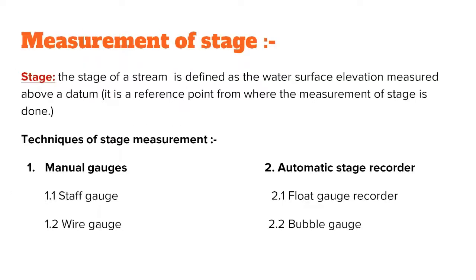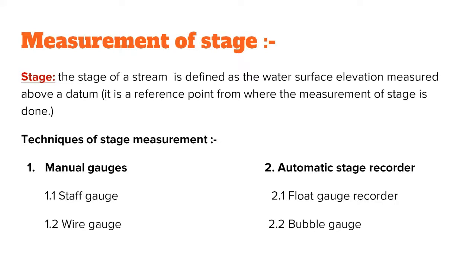So now, how do we calculate the stages? What is a stage? The stage of a stream is defined as the water surface elevation measured above a datum. Here datum is basically a reference point from where we measure the stage. These are some of the techniques of stage measurement. The first one is the manual process, in which we need to be present at the site to measure the data. And this is the drawback of these types of gauges.